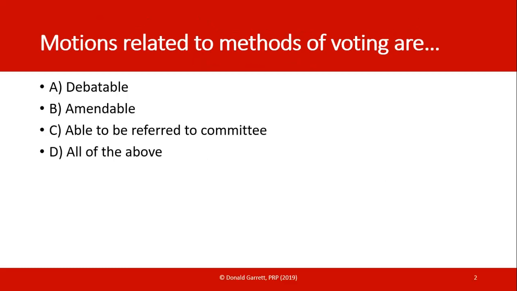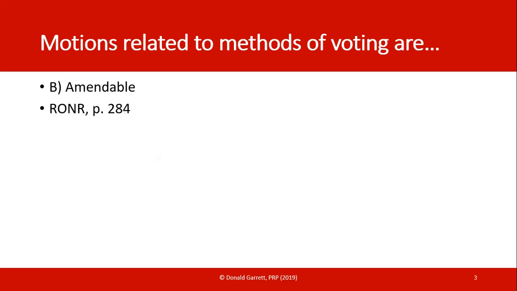And so with this question, we're saying motions related to methods of voting are, then you have the different options A, B, C, D right there. Normally, when you're instructing a class, you give time for the students to read everything, and you might ask people to raise their hand if they think they know the answer, etc. And so we have the question, and then the answer to it was B, amendable.